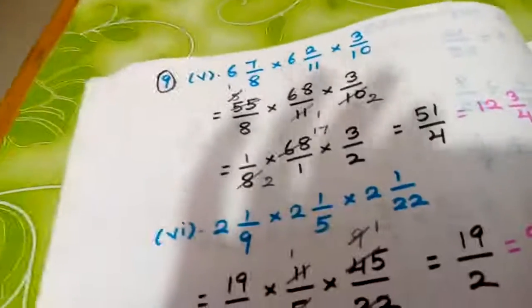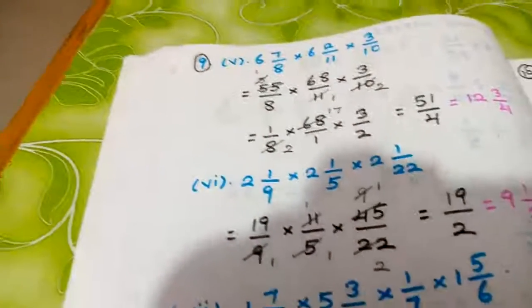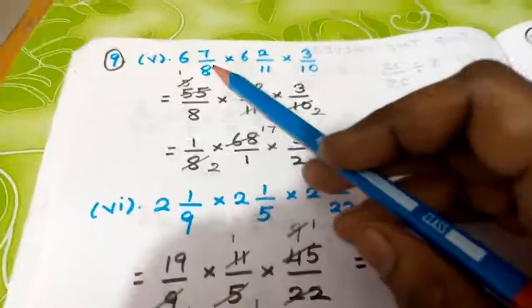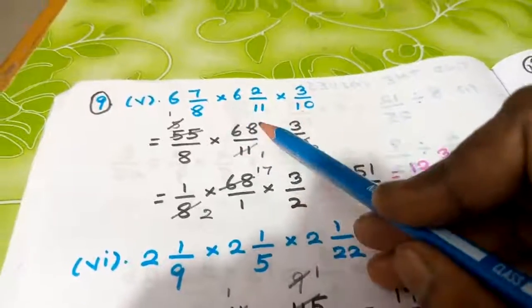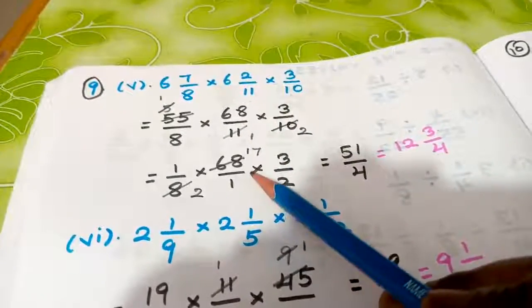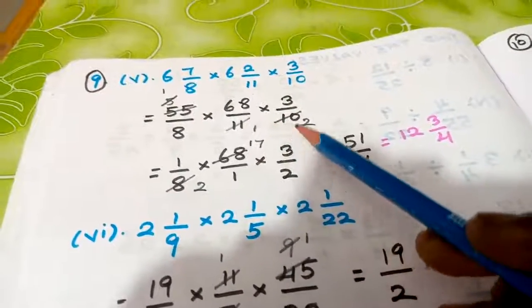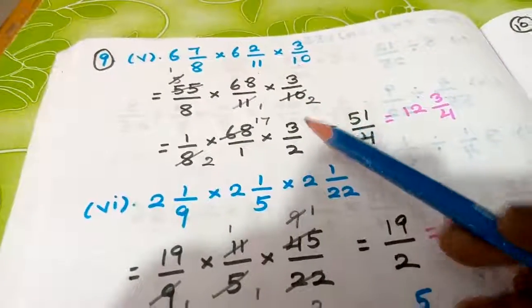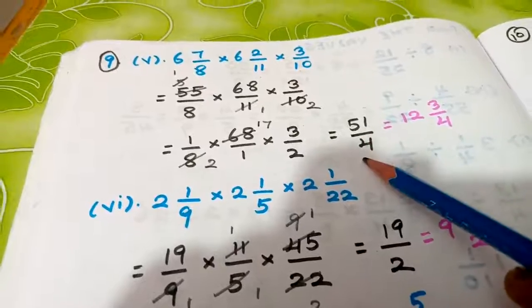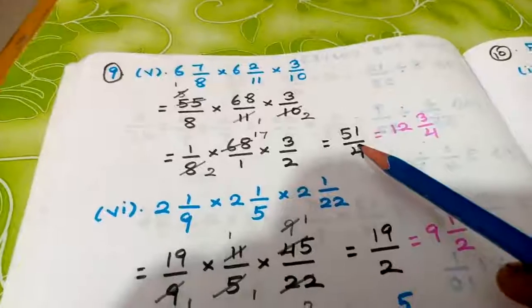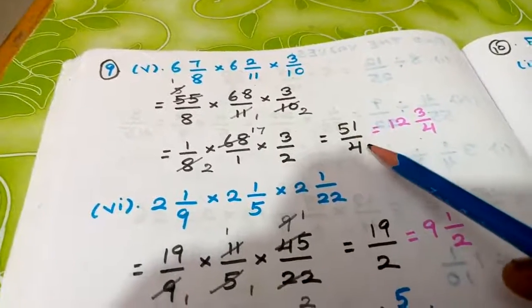And coming to the next question, question number 9. If you see question number 9, you are having 3 fractions. Out of 3 fractions, you are having 2 mixed fractions. Convert these mixed fractions into improper fractions. Cancel the terms. Again I am repeating, the cancelling can be done in any way, but in the correct procedure. After cancelling the terms, you will be getting the value as 51 by 4. If necessary, convert this into mixed fraction, or you can keep your answer as 51 by 4 itself.